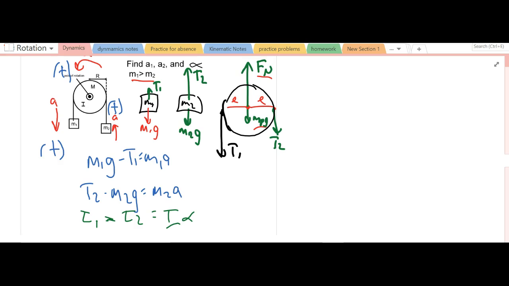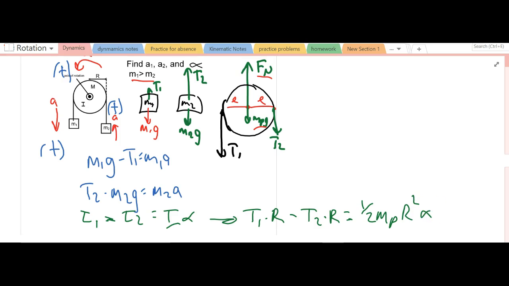Well, the first one, to manipulate this, torque is tension 1 times its lever arm, which is the radius, minus tension 2 times the radius, which is its lever arm, equals I alpha. I of a pulley is 1/2 mass of the pulley times r squared, times alpha.